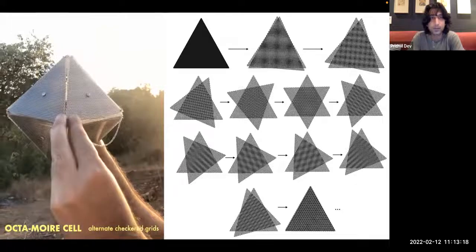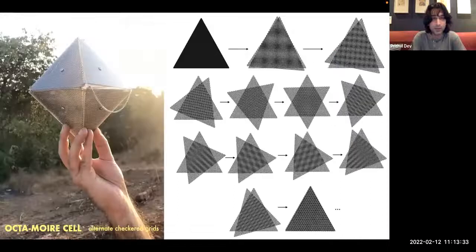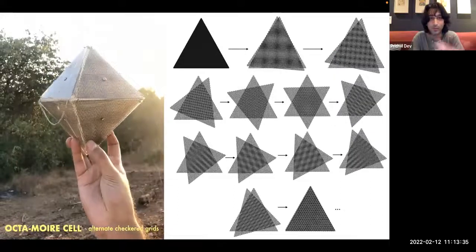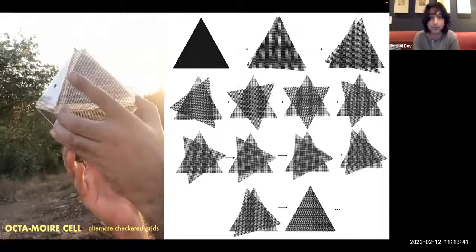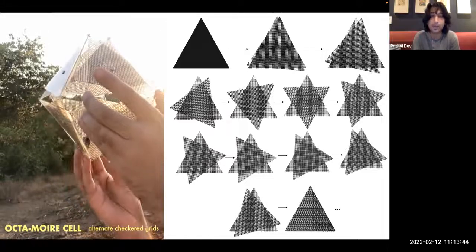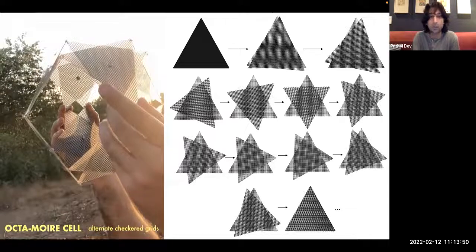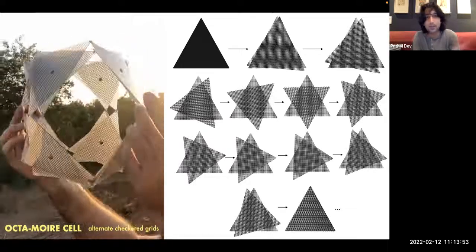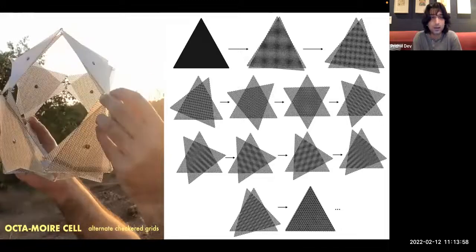What's super interesting about that is a square interference emerges rather than a triangular interference. And coincidentally, the octahedron expands with 6 square gaps. You can see that here again one more time. Of course, the tetrahedron expands with 4 triangular gaps, which is why I thought it was appropriate to have a wireframe Moire animation of triangles. And because the octahedron expands with 6 square gaps, it made sense to have alternate checkered grids, because here you can see the expanded octahedron state in the physical model has 6 square gaps.